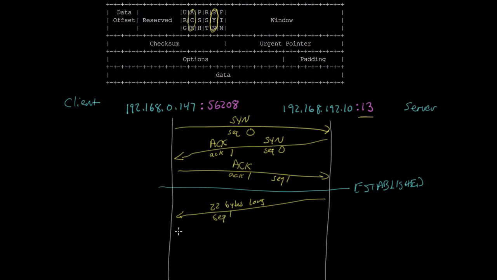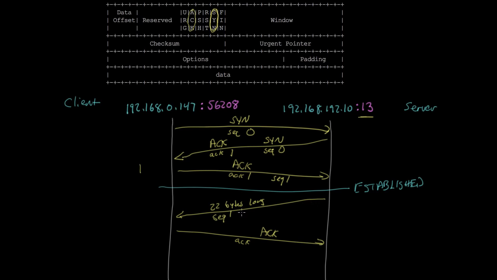But then what's going to happen is the client is going to acknowledge that with an ACK. And the acknowledgement number is just going to say what the next sequence number it expects is. So the sequence number it was expecting was 1, right? Because the server initially sent sequence number 0 as the SYN, and so the client is now expecting 1 to be the next sequence number. And so it acknowledges that, saying that 1 is the next number it expects.